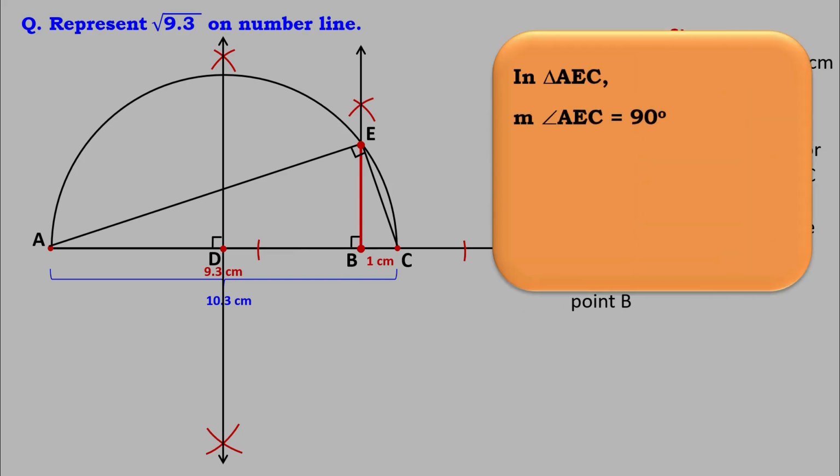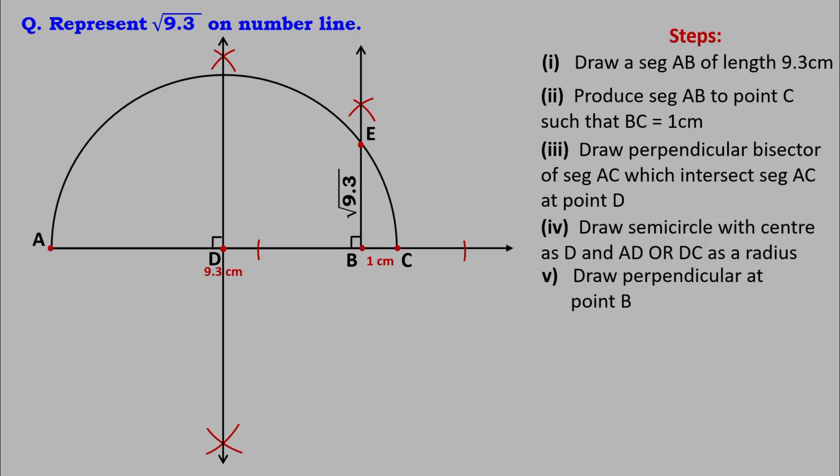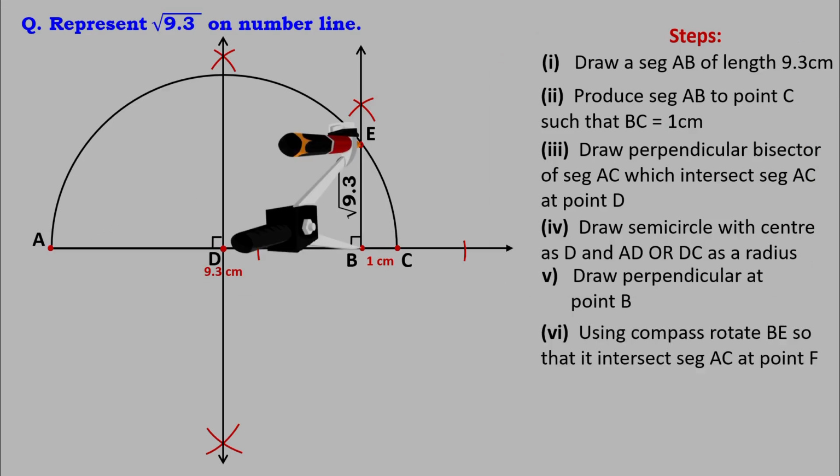Now in triangle AEC, angle E is equal to 90 degrees and the segment EB is perpendicular to the hypotenuse AC. So EB square equals AB into BC, that is 9.3 into 1, because BC we have considered as 1 and AB as 9.3. So EB equals square root of 9.3. Now square root of 9.3 is EB, but that is not on the number line. So we have to put it on the number line.